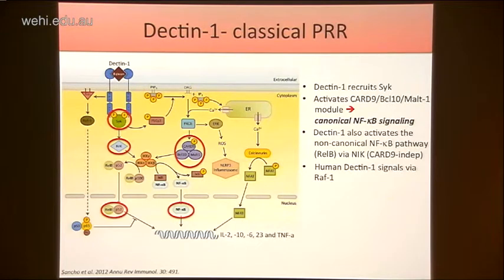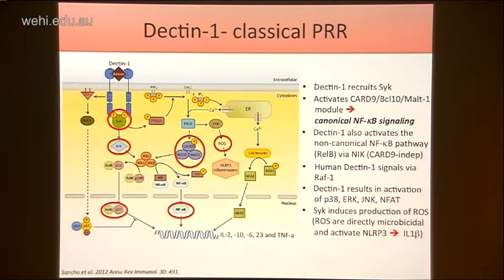In humans, Dectin-1 has been shown to signal via RAF-1, which we've got here. And furthermore, there's also activation of p38, ERK, JNK, and NFAT. Syk induces production of reactive oxygen species, which are directly microbicidal, and they can also activate NALP3 and result in secretion of IL-1 beta. The other point that I need to highlight is that different cell types will have different amounts of these signaling components, and consequently you may see that signaling varies between different cell types when Dectin-1 is engaged.